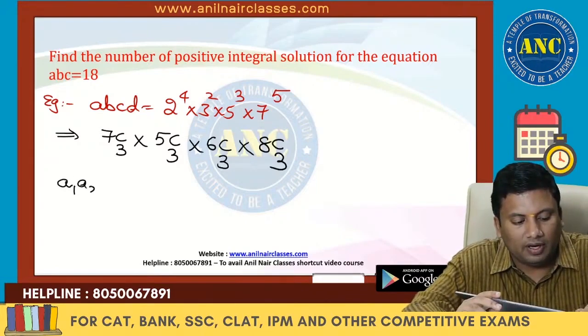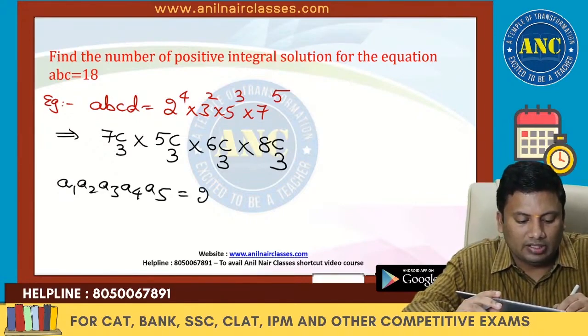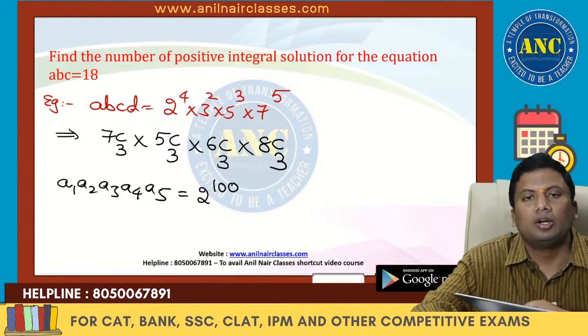Suppose A1, A2, A3, A4, A5 multiply to 2 power 100.